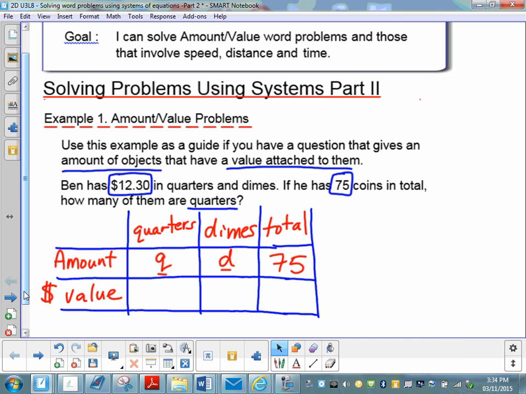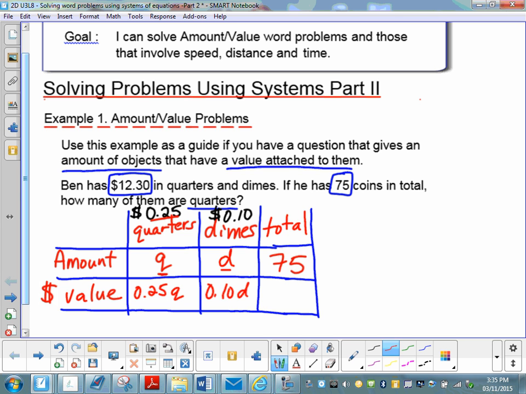then we have to talk about the value. So quarters are worth 25 cents. Dimes are worth 10 cents. And you might remember this from some of the percentage questions or the mixture questions. To figure out the value of the quarters, I'm taking the 0.25 and I'm multiplying it by Q. So this is going to be 0.25Q. This is going to be 0.10D. And the total value that we're given in the question is $12.30.